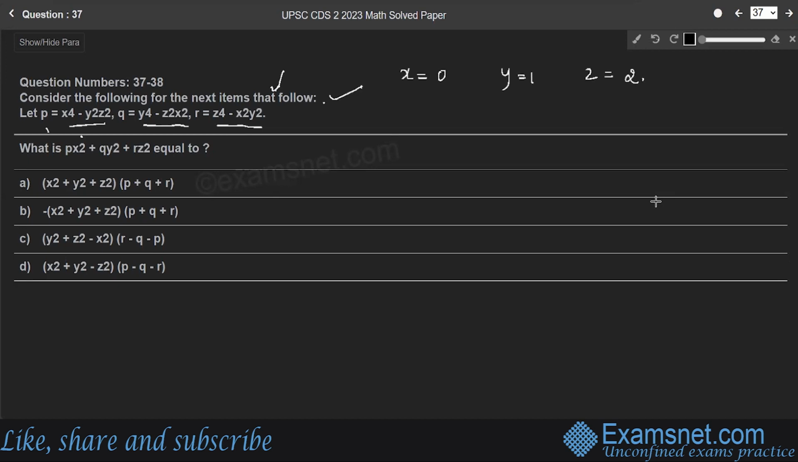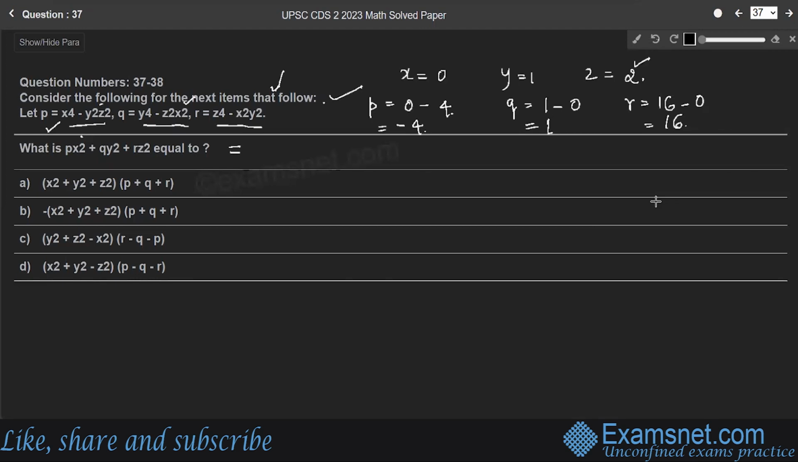So according to the given relation, P is equal to x raised to 4 minus y square z square. X raised to 4 is 0 minus y square z square becomes 1 into 4, so P becomes minus 4, right? And Q becomes y raised to 4 minus z square x square. Y raised to 4 is 1 raised to 4 minus, since x is 0, you will have 0. 1 minus 0 is 1. Q is 1. Then R, z raised to 4. So 2 raised to 4, 2 to the 4, 2 to the 8 to the 16. Minus, since x is 0, no need to take the second term. So R is 16, right?